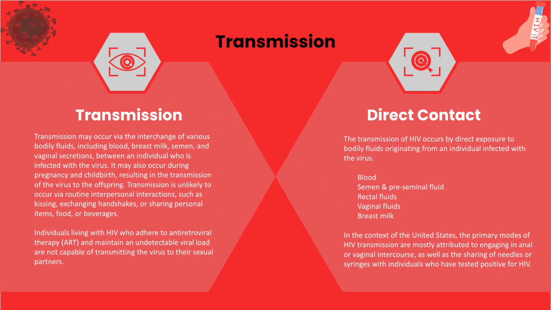Transmission may occur via the interchange of various body fluids, including blood, breast milk, semen, and vaginal secretions, from an individual who is infected with the virus. It may occur also during pregnancy and childbirth, resulting in the transmission of the virus to the offspring. Transmission is unlikely to occur via routine interpersonal interactions, such as kissing, exchanging handshakes, or sharing personal items such as food or beverages. So, again, this is direct contact, and the transmission of HIV occurs by direct exposure to the bodily fluids that we have mentioned before.